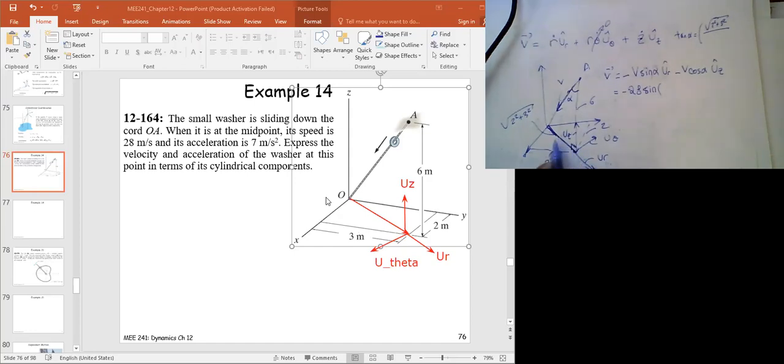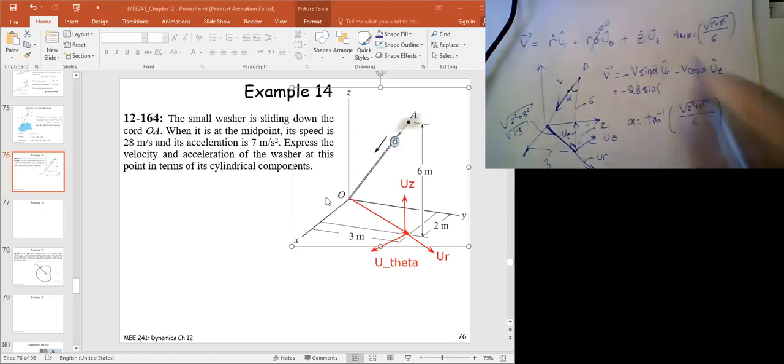This length right here is the square root of 2 squared plus 3 squared. If you consider this triangle, you get square root of 4 plus 9, which is square root of 13, over 6. Tangent alpha is opposite over adjacent, so alpha is equal to the inverse tangent of the square root of 2 squared plus 3 squared over 6. Now you have alpha, and you simply plug it here: minus 28 cosine alpha UZ.